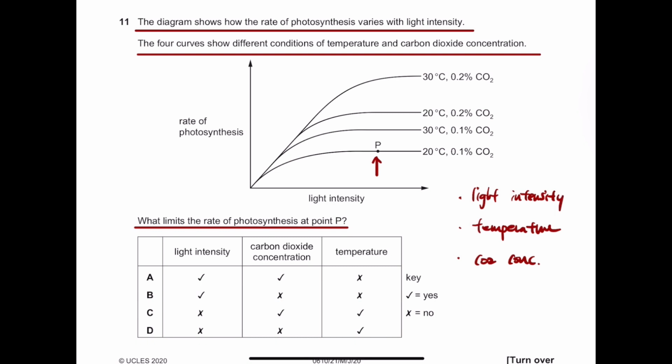So in this graph, you can see that as the light intensity gets increased, the rate of photosynthesis also increases. But when you see the bottom one, the lowest line here, you can see at point P, the rate of photosynthesis is no longer increasing, although the light intensity keeps on increasing. Okay?